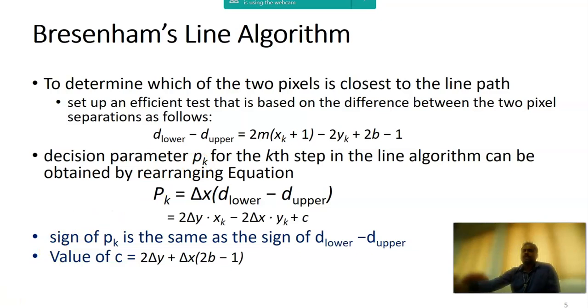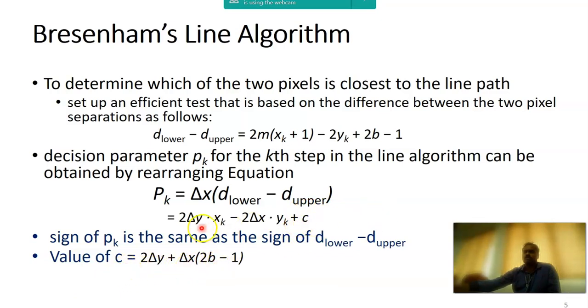The decision parameter pk for the kth step in the line algorithm can be obtained by rearranging the equation. So pk equals del x times (d lower minus d upper). Just substitute this, 2 times the slope, xk plus 1 minus 2yk, and this thing is substituted. So this to be minus 1, so the constant c equals 2 del y plus del x times (2b minus 1).